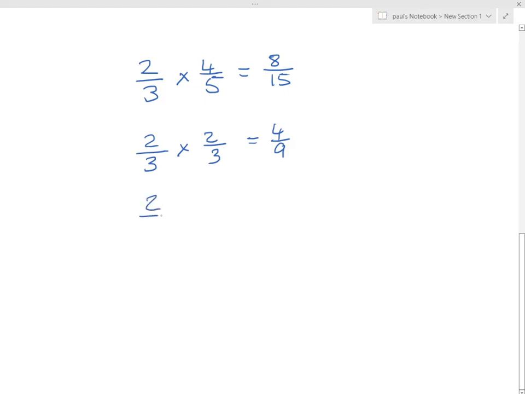So 2 over 4 times 3 over 8. 2 3s are 6 and 4 8s are 32. We can simplify by dividing by 2, which gives us 3/16. That's as far as we get. So that's multiply. Then we did divide.